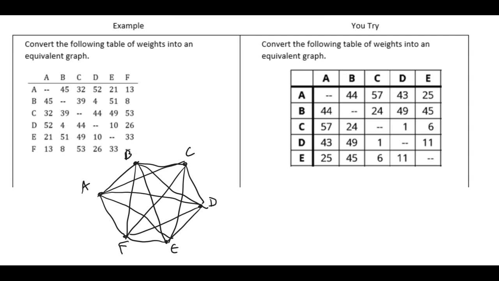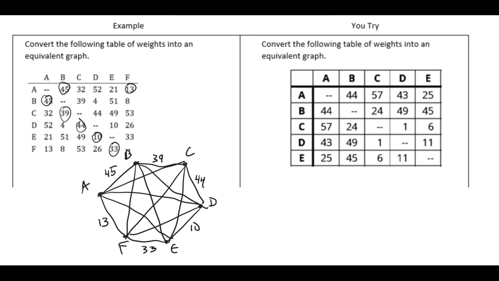Now we want to go through and put the values. For example, this 45 is between A and B. So let's label A to B. B to C is 39. C to D is 44. D to E is 10. And E to F is 33. And finally, F to A is 13. So those are easy to label on the outside.